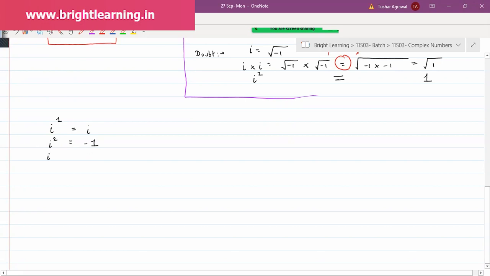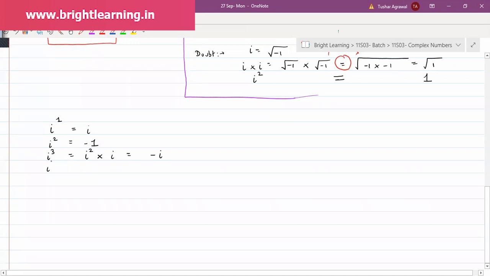What will be i cube? Sir, can I call this i square multiplied by i? i square is -1 and this i as it is. So i cube is equal to -i.